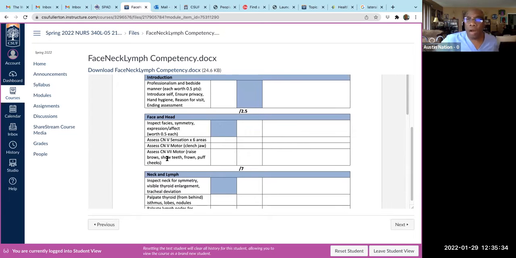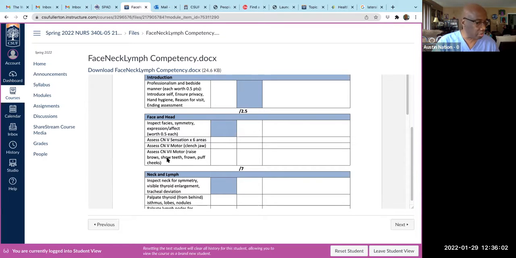So again, we always start with our inspection skill. Always, what is it that we see? So that's always our jump off place. In this case, when looking at the face and the head, what do you see on the face and the head? It says facies, symmetry, expression, affect. That's what we're looking to describe.